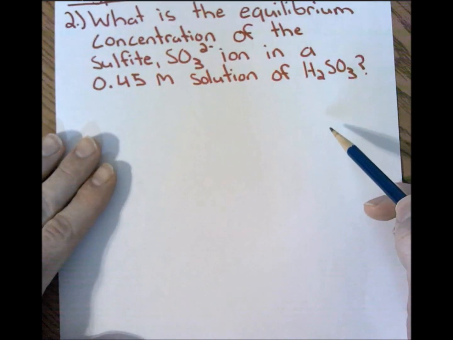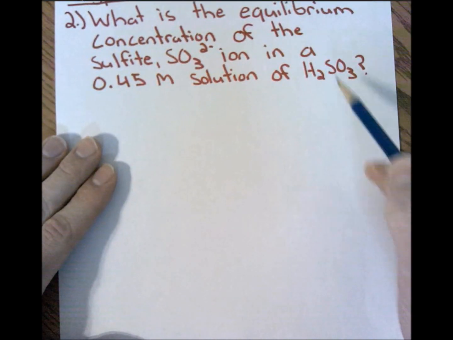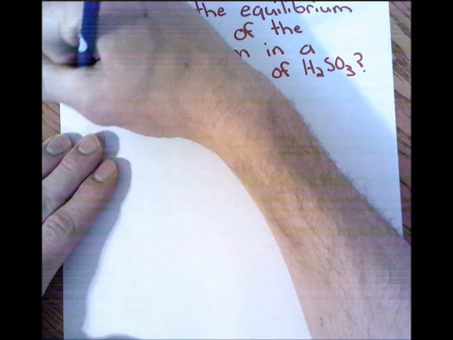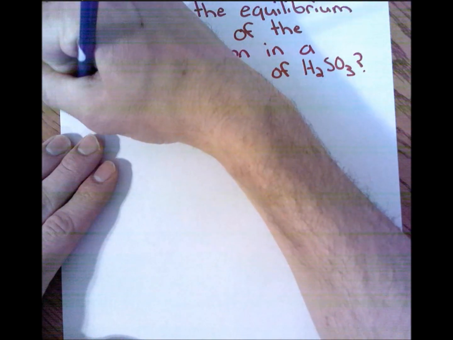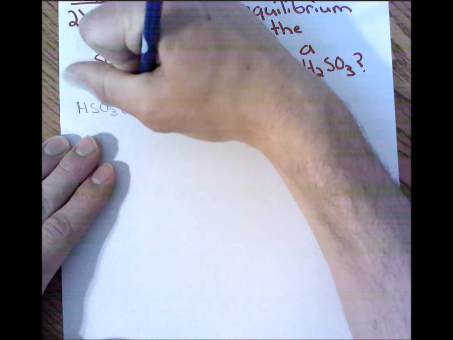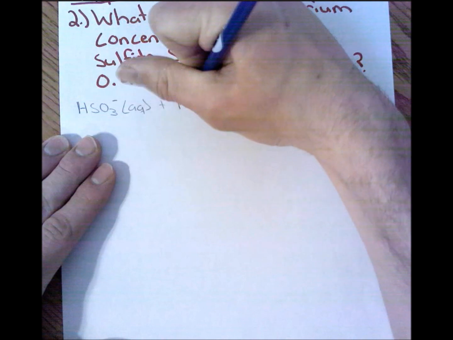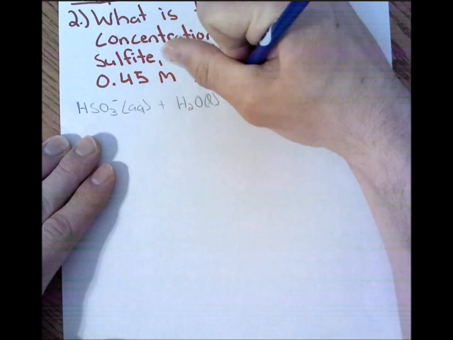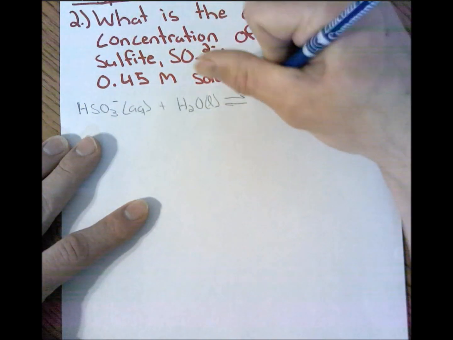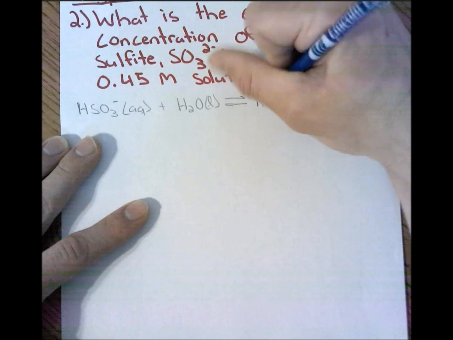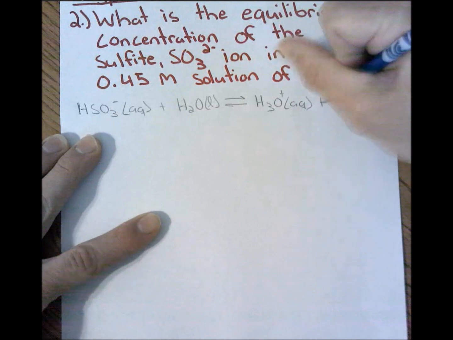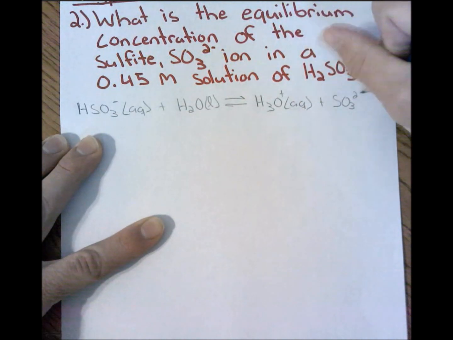We had HSO3 1-, which is in an aqueous solution. It's going to be an acid, so it's going to be placed in there with water, and it's going to come to equilibrium. We get, at equilibrium, H3O plus, and we get as well our SO3 2-. Now, for our ICE chart, we don't have a whole lot to work with besides this 0.45, which isn't really helpful.